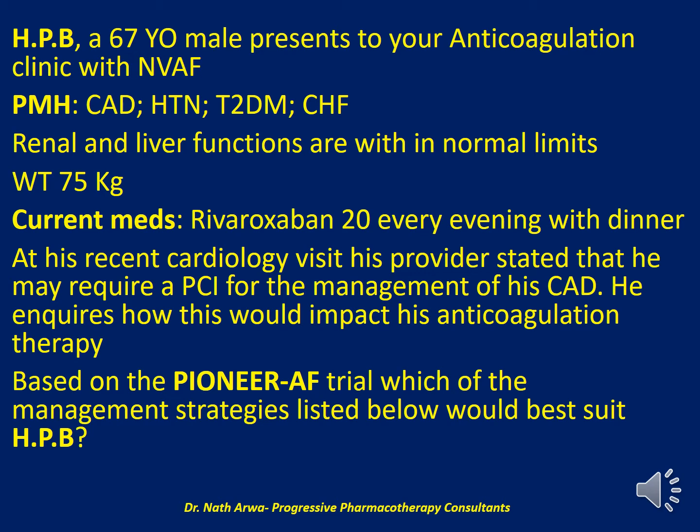HPB, a 67-year-old male patient, presents to your anticoagulation clinic with non-valvular atrial fibrillation. He has a past medical history of coronary artery disease, hypertension, type 2 diabetes mellitus, and congestive heart failure. His renal and liver functions are within normal limits. He weighs 75 kilos and currently takes 20 milligrams of rivaroxaban every evening with his dinner.